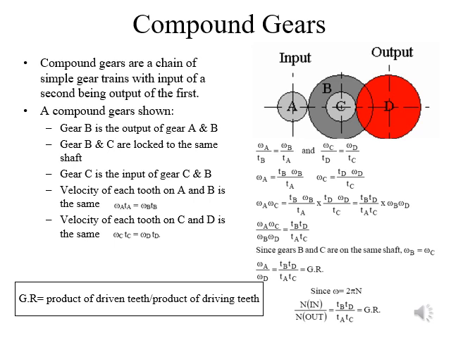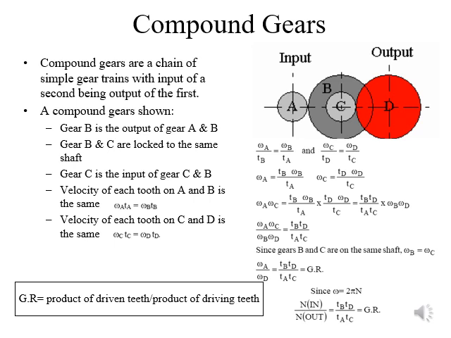Gear C is the input of gear C and B. So of course, the velocity of each tooth on gear A and B should be the same, and then gear C and D should be the same. So you have these two equations. For gear A and B, omega A times tooth number TA should be equivalent to omega B times TB. Another equation is omega C times TC is equivalent to omega D times TD.